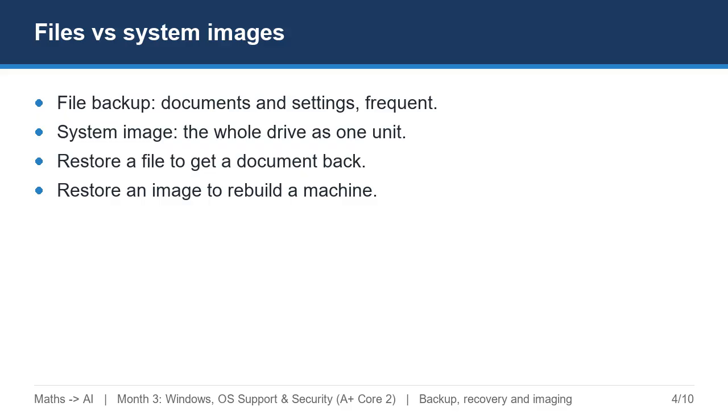Keep 2 flavors straight. A file backup copies documents, photos, and settings. It's small, frequent, and easy to restore one item from. A system image is a block-level snapshot of the entire drive, the operating system, the apps, and the settings as one unit. You restore a file backup to get a single document back, and you restore an image to rebuild a whole machine after a disk failure.